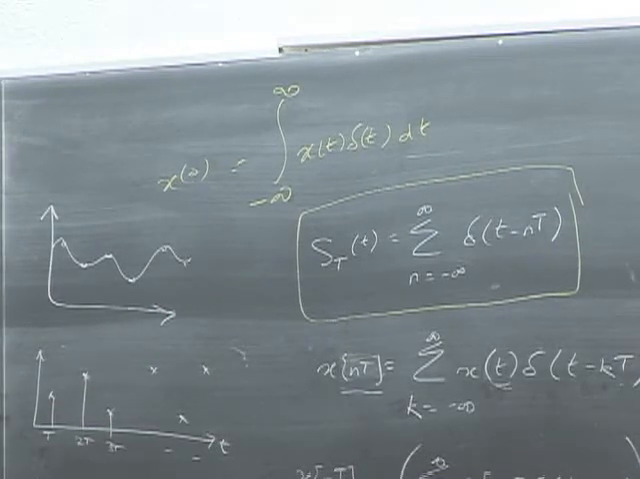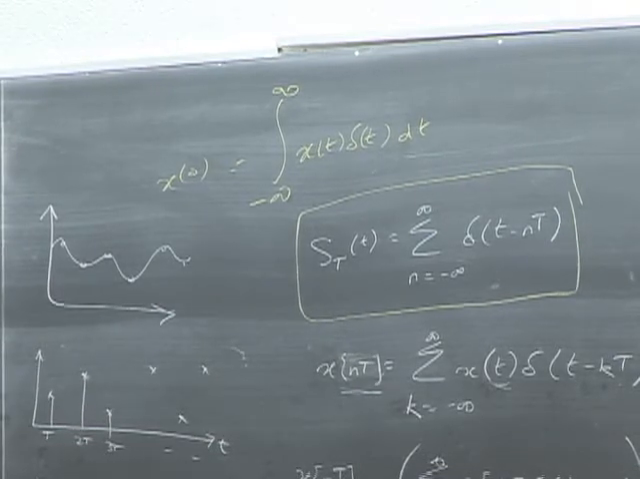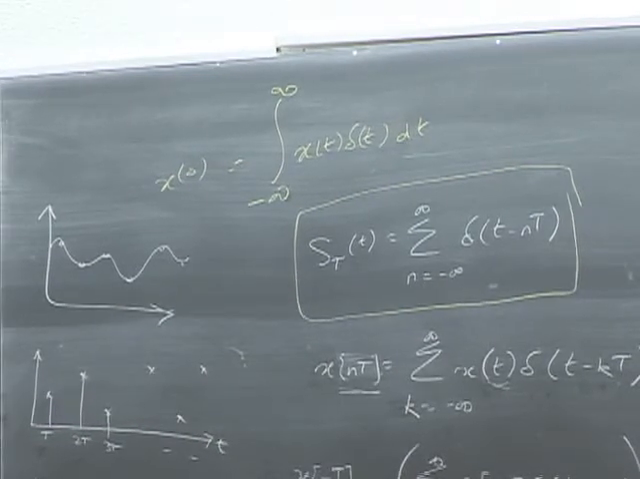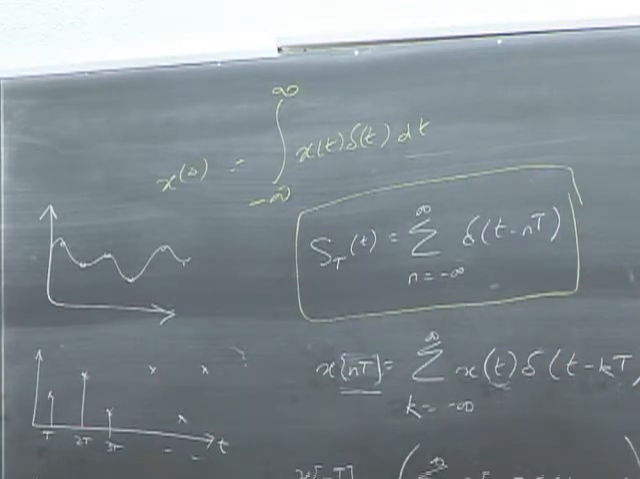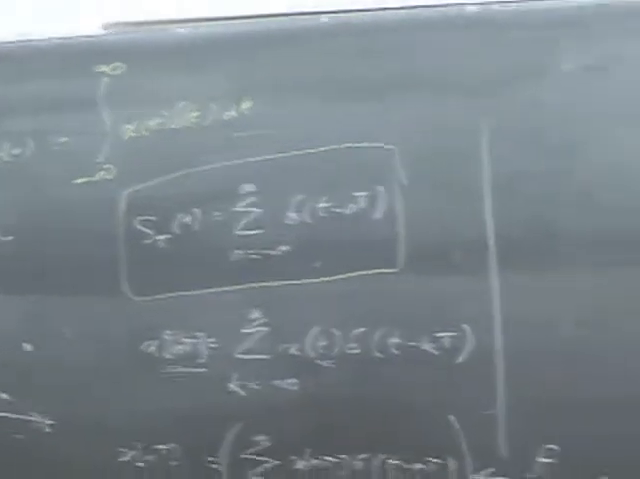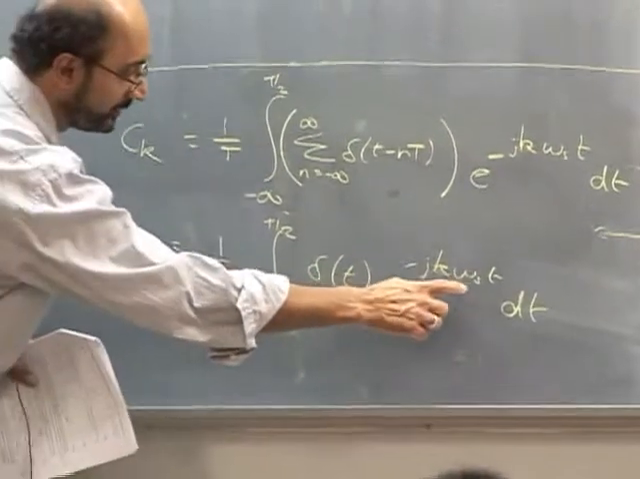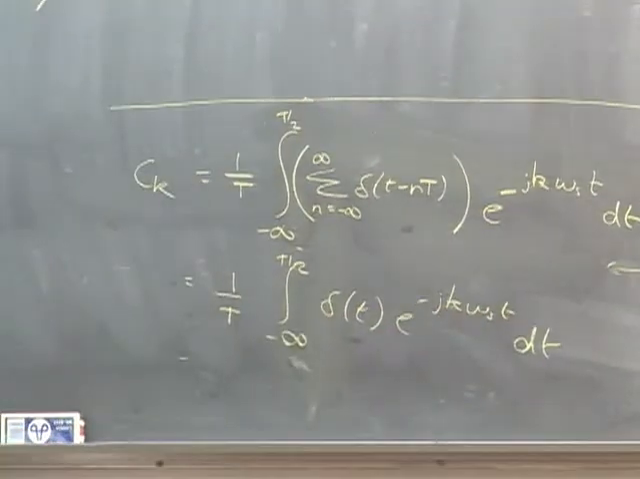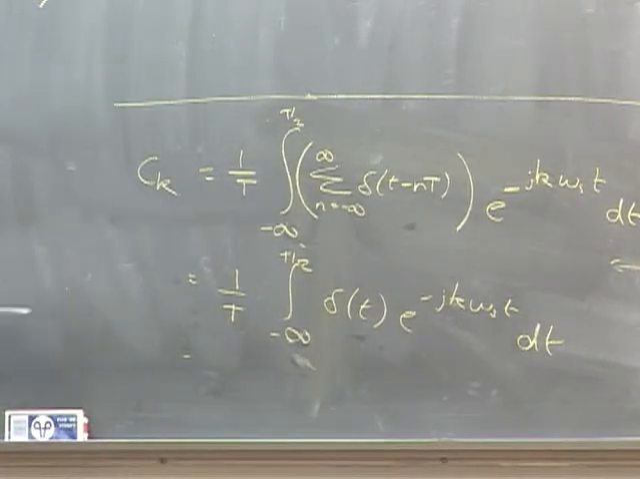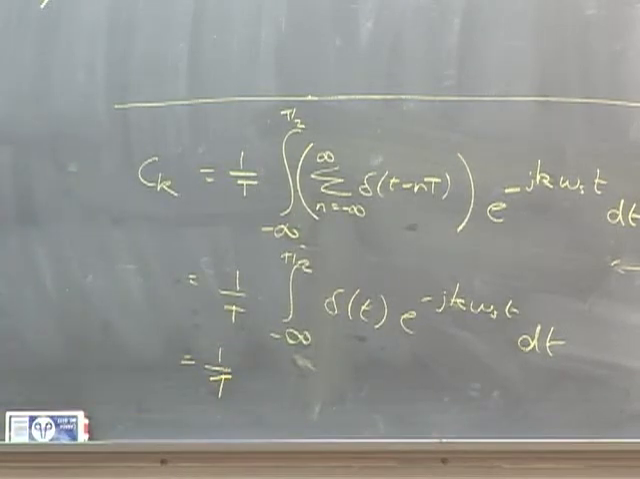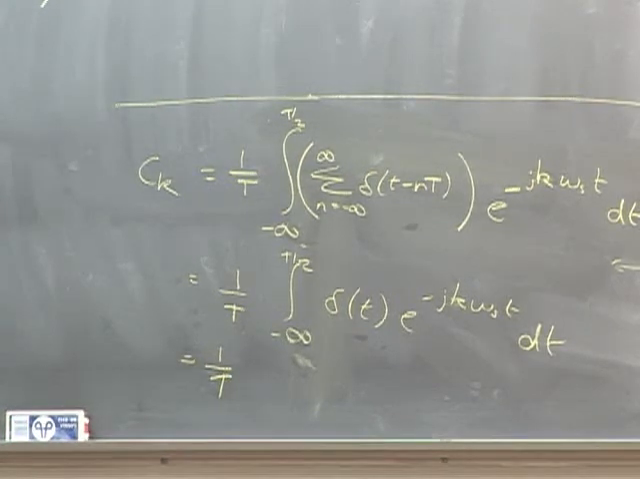Basically, if you take any value of x(t) and multiply it with delta(t), it's selecting the zeroth value. So this integral is going to be the value of e to the jk omega_s t at t equals 0, which is 1. So this is just going to be equal to 1 over T. All this math tells you that c_k, the kth coefficient, is 1 over T. In fact, all the coefficients are 1 over T.